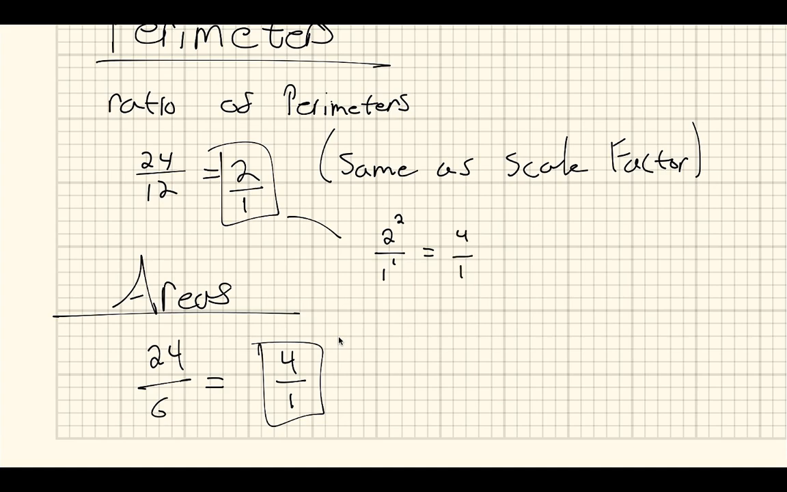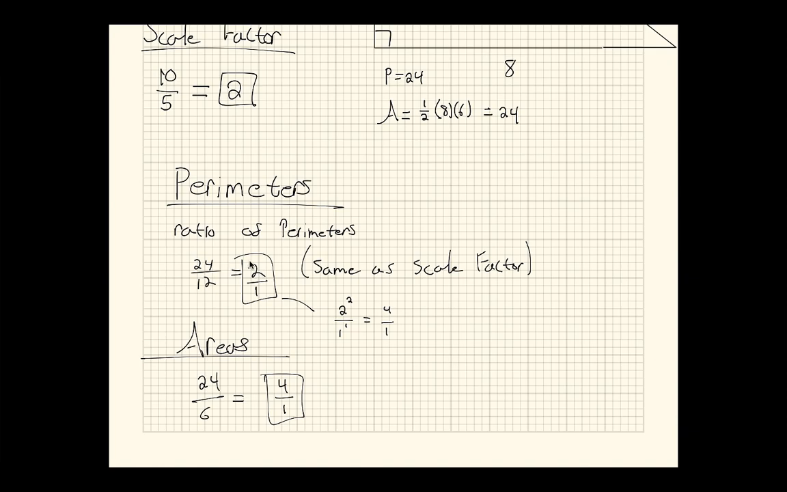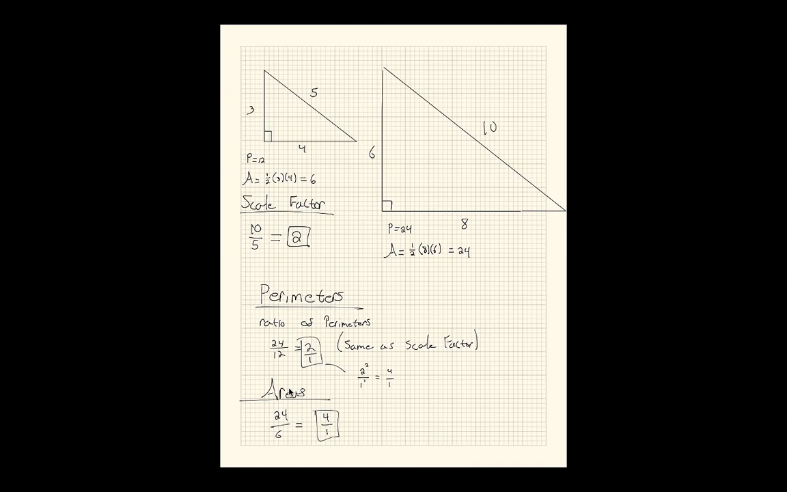And this is going to be true for every shape. If you take the ratio of their perimeters, which again was 2 to 1, and square that, 2 squared to 1 squared is 4 to 1, that's going to be the ratio of their areas. That makes sense. So again, the scale factor, from side length to side length, is the same as for perimeter. We'll share the same scale factor.